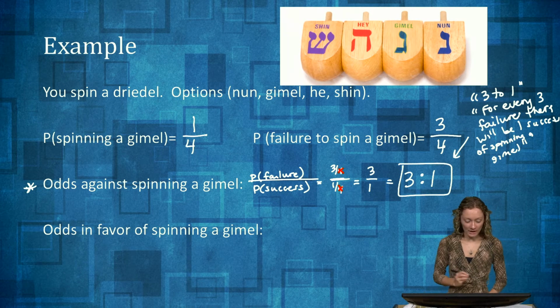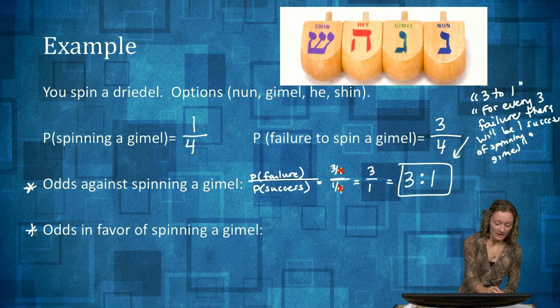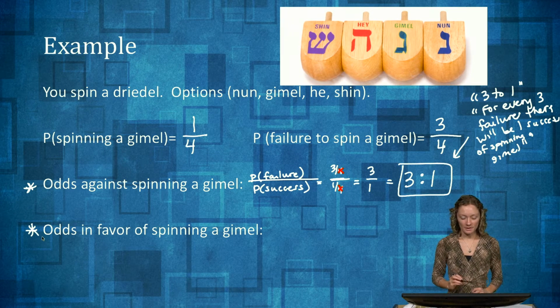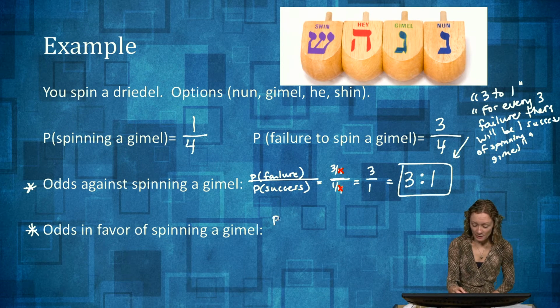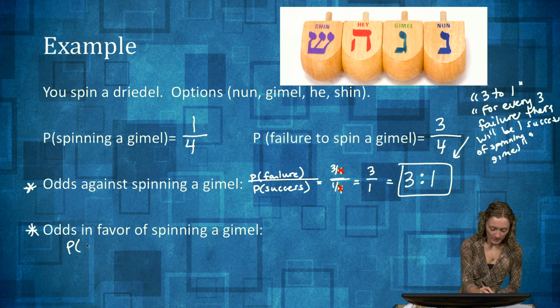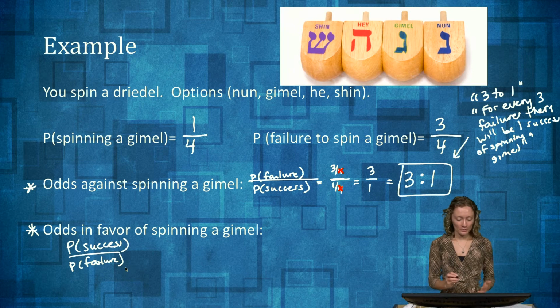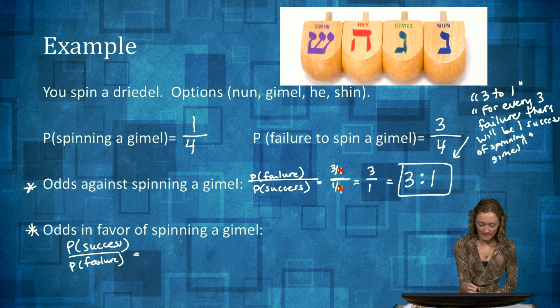Okay, the second question is finding the odds in favor of spinning a gimel. Same event. In this case, we just want odds in favor. Odds in favor is probability of success over probability of failure. We already found those individual probabilities. Success of the event is 1 over 4. Failure of the event is 3 over 4.